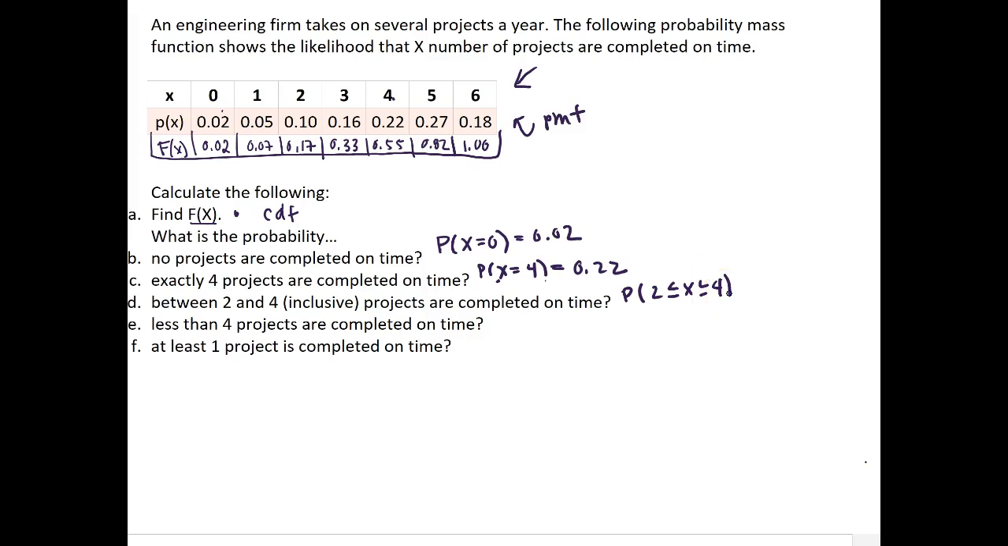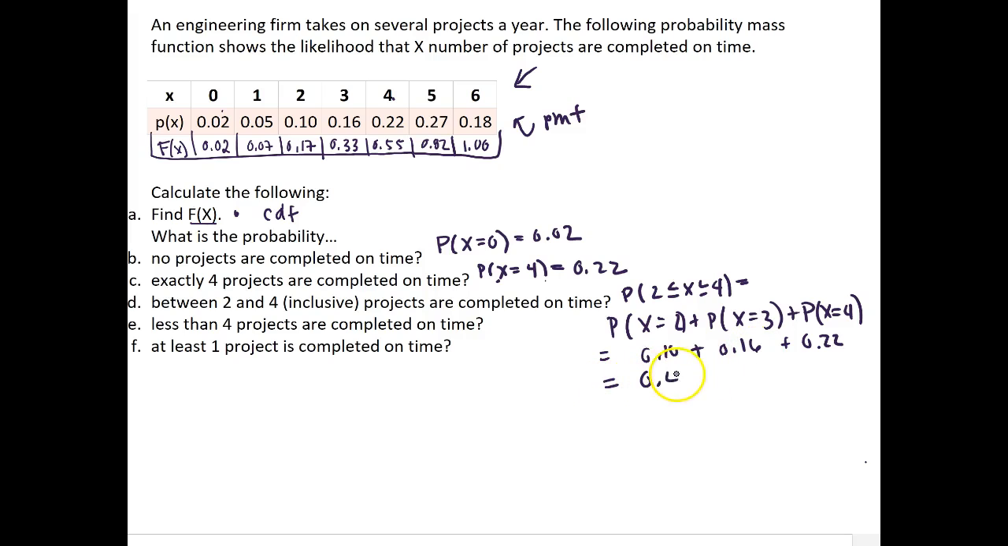Now we want to find the probability that x is between 2 and 4, where we include 2 and 4 in our probability. We can find this a couple of different ways. This could be equal to the probability of x equal to 2 plus the probability of x equal to 3 plus the probability of x equal to 4, which is simply the values found in the PMF, which is 0.10 plus 0.16 plus 0.22, which altogether are equal to 0.48.